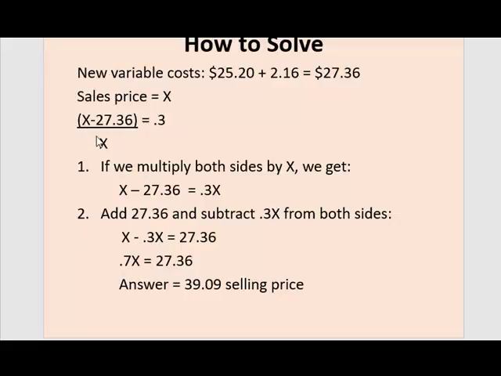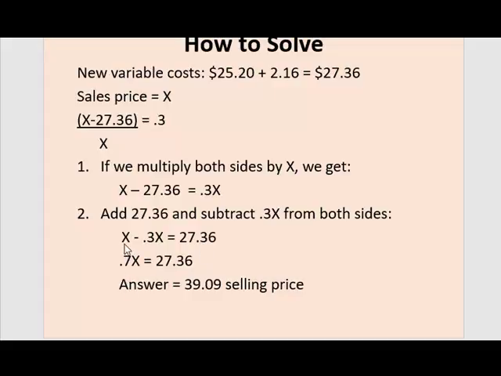So we're going to solve this algebraically, first by multiplying both sides by X. And when we do that, that eliminates the X in the denominator on the left side, and adds an X on the right side, since we're multiplying by an X there. Then if we add 2736 to both sides and subtract 0.3x from both sides, we end up with this equation.